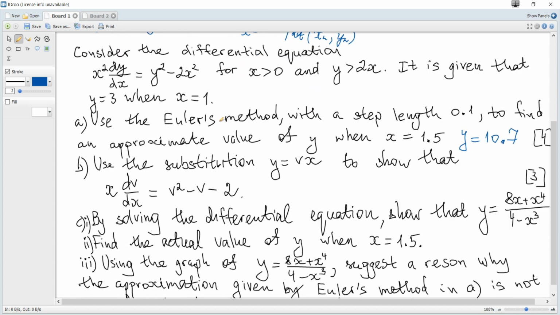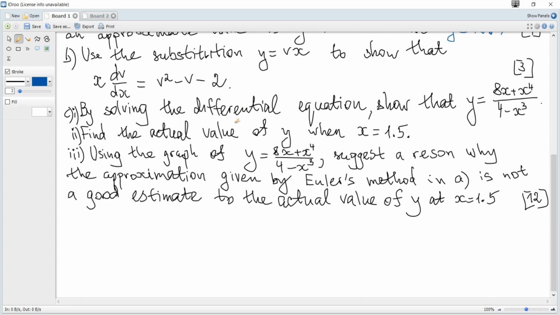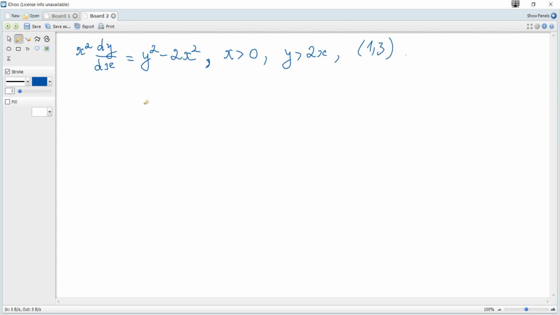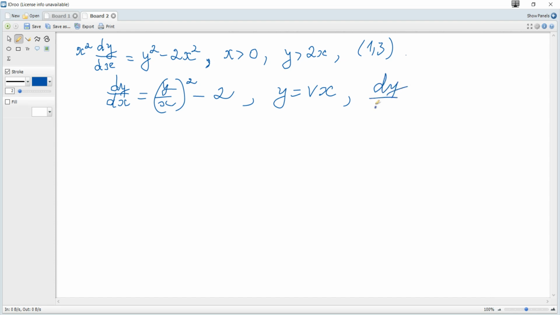The next question: use the substitution y is vx to show that by solving the equation shows that y is... Actually, we need to just solve this differential equation, and it is given that you should use substitution y is vx. But you should know that if dy dx is a function of y over x, and here if we divide each term by x squared we get y over x squared minus 2, and we can see that dy dx depends only on y over x, and it's called a homogeneous differential equation, and it can be solved by substitution y is vx, where v is some function of x, and we need the derivative dy dx.